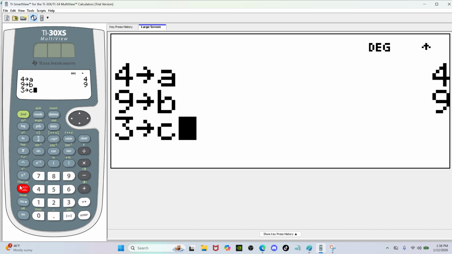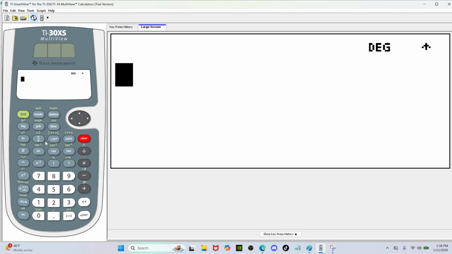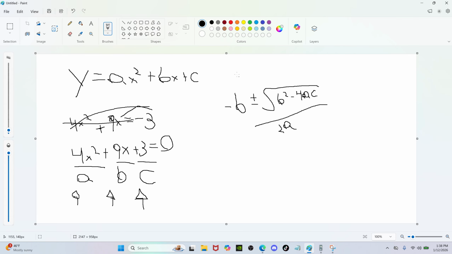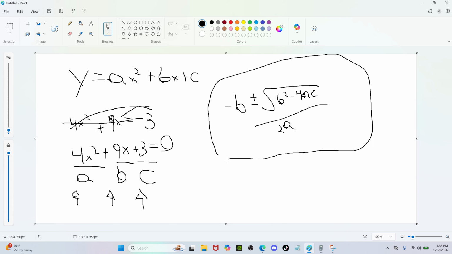And there we go. That's how we do it. And then we just clear it out right here, and we do the quadratic formula. So how to enter the quadratic formula, which is this right here, is negative b plus or minus the square root of b squared minus 4ac over 2a. So I'm going to show you this step by step.